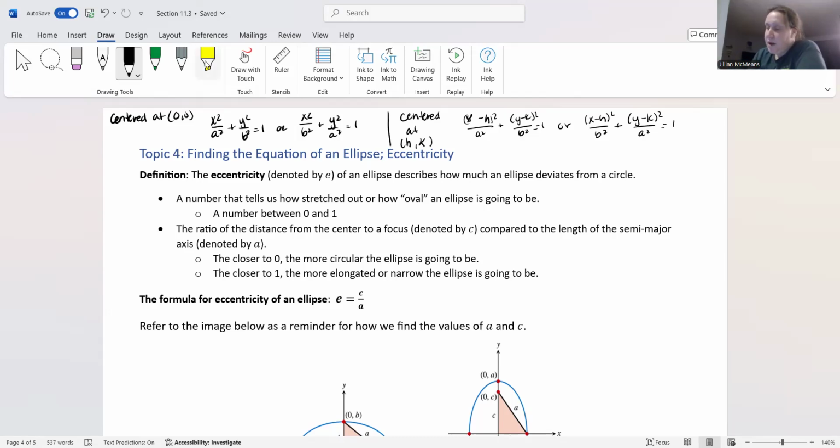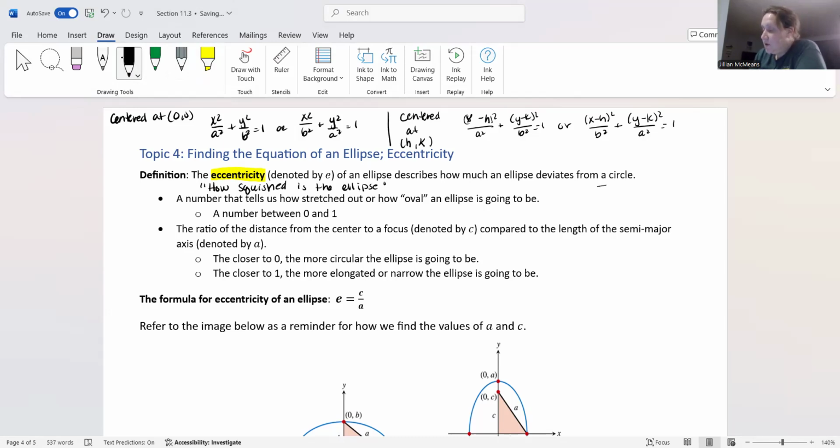So we know that we love a definition at the beginning of a video. So we have the eccentricity, which is denoted by a lowercase e. The eccentricity of an ellipse describes how much an ellipse deviates from a circle. Okay, so this is not formal, but basically, how squished is the ellipse?